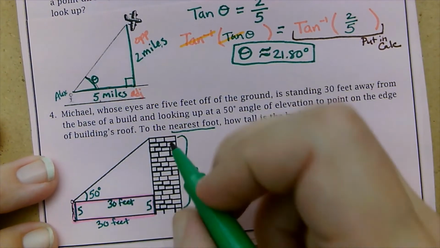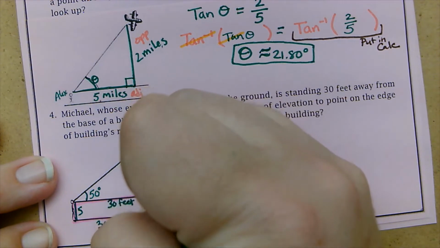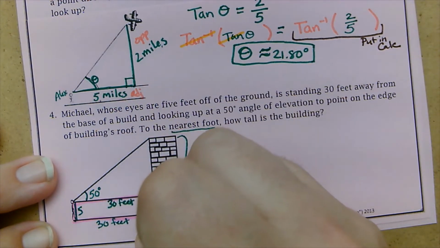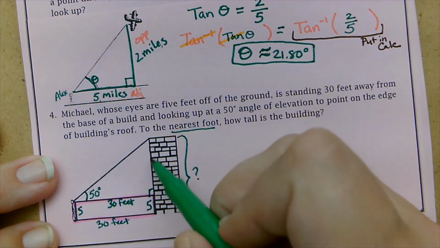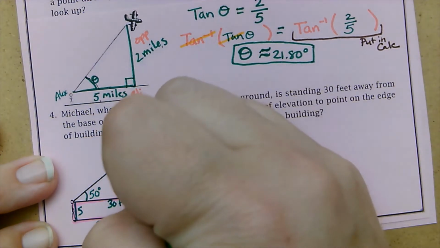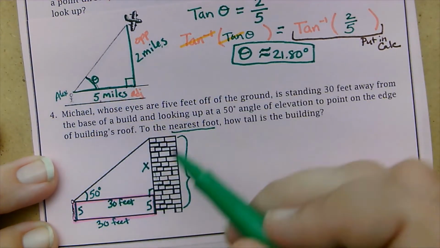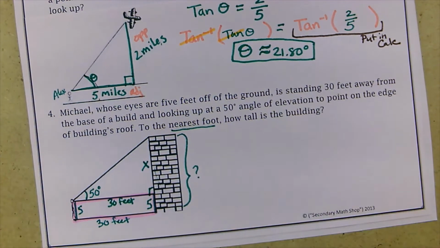Now, why do I care about the 5? Well, if I can find this leg of the right triangle, so if that's x, I can add it to the 5, and that will give me the whole height of the building. And that will tell me how tall the building is.